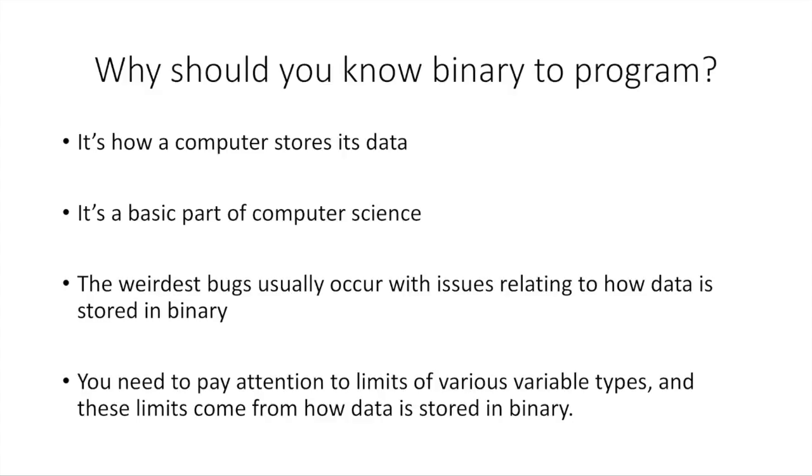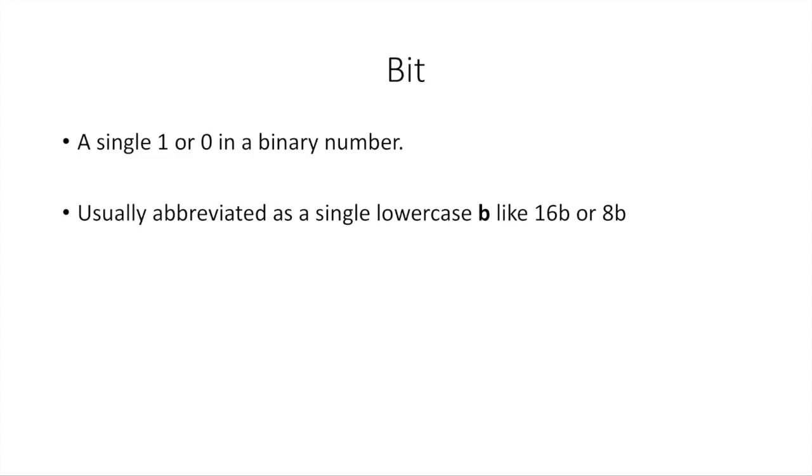So now that you kind of understand how data is stored in binary for most things, we're going to look at the limits. I've said this word before, but I don't think I've defined it. A bit is just a single 1 or 0 in a binary number. So 1 bit is 1 or 0. Usually abbreviated as a single lowercase b, like you say 16 bits, you might write 16b with a lowercase b, or 8 bits, you might write 8b with a lowercase b.